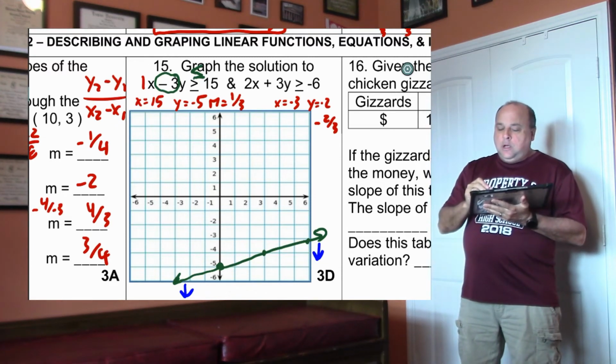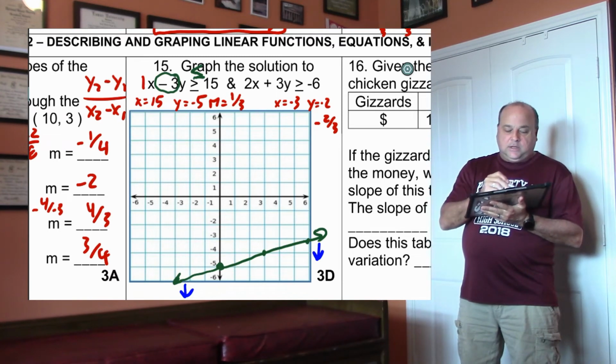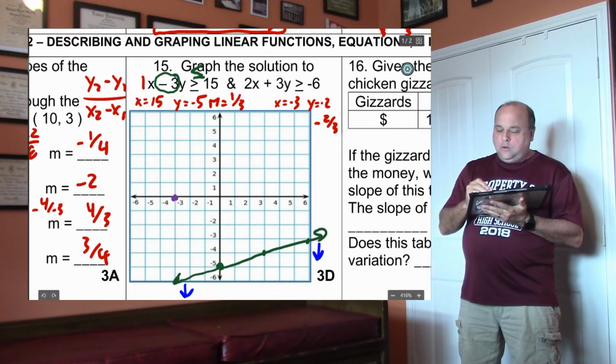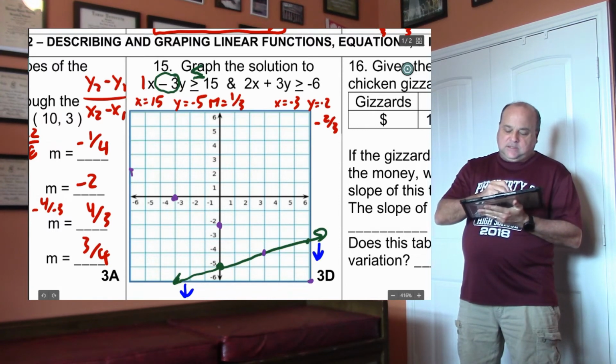On the next one, we have negative 2 and negative 3. Let me do this one in purple. So x is equal to negative 3, y is equal to negative 2. My slope's negative 2 over 3, which is going to do this. It's going to be a solid line.